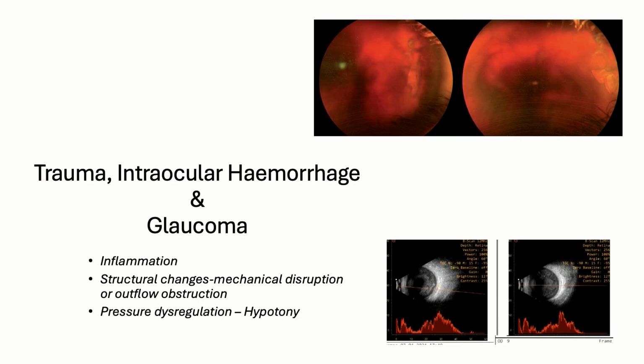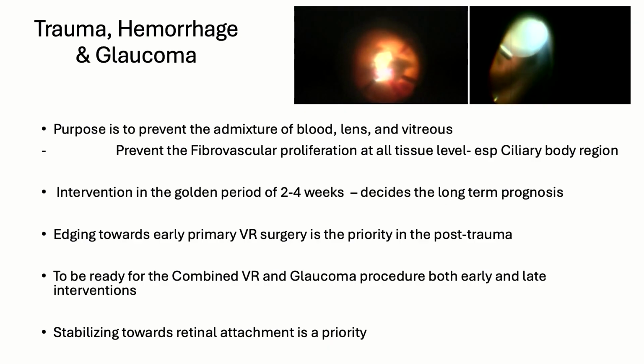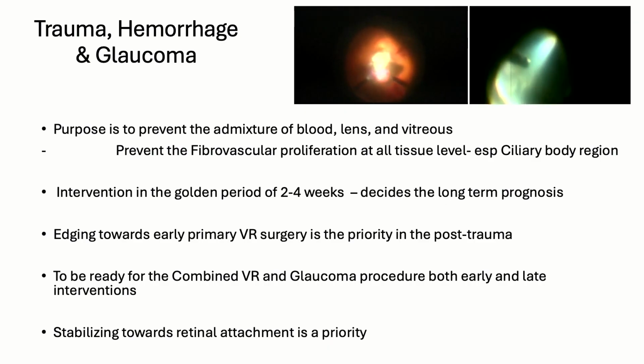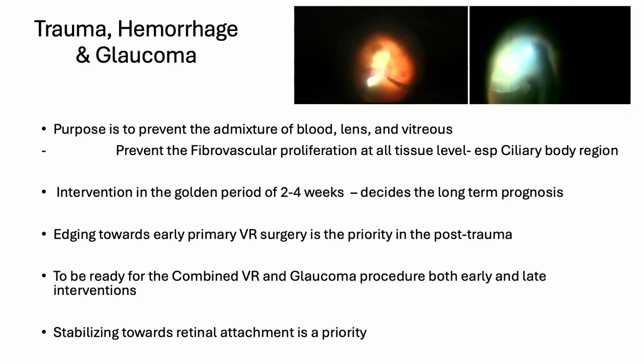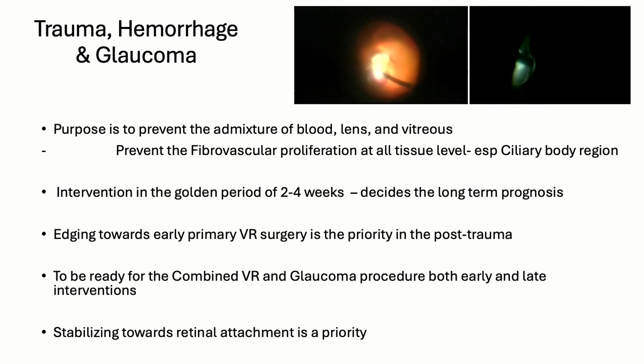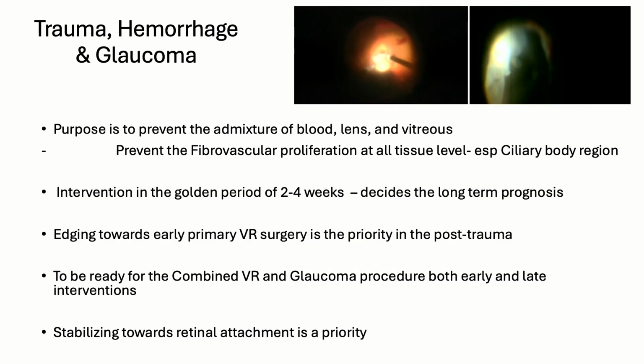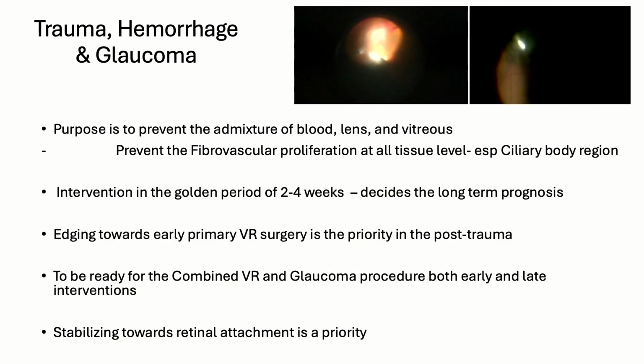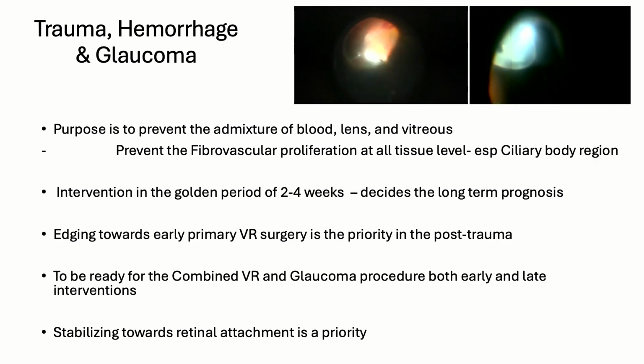Coming to the second part of the secondary glaucoma, that is trauma or hemorrhage, and the glaucoma. It causes inflammation, there is structural damage, and there is some pressure dysregulation. These are the three salient features in trauma cases. The main purpose of VR surgery in these trauma cases is to prevent the mixture of blood, lens, and vitreous. These three are quite friendly but in a devastating manner. If you mix these three and keep it in a bottle for about 4 weeks, it can really damage the eye at any point of time.